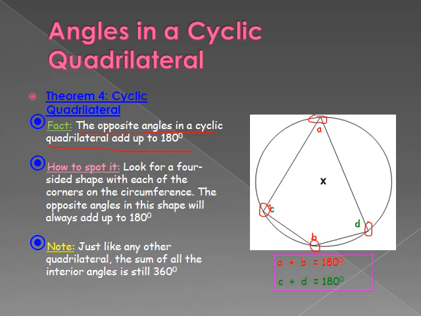Definitely, for a quadrilateral in general, all the angles will add up to 360. This is a well-known fact. So every quadrilateral has this property that the angles add up to 360. What's special about a cyclic quadrilateral is that its opposite angles, like A and B in here, and C and D, add up to 180.